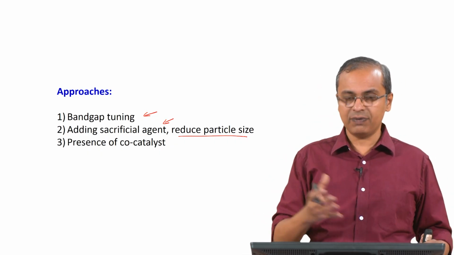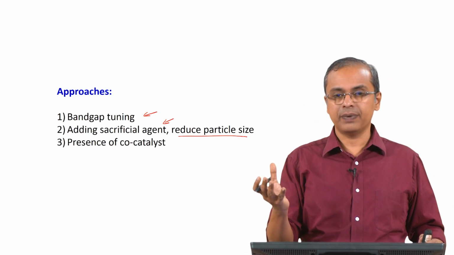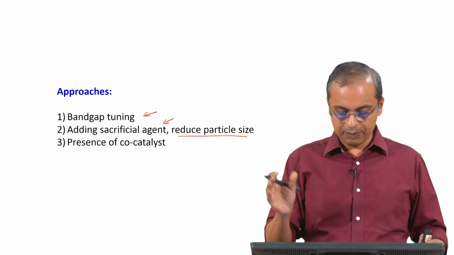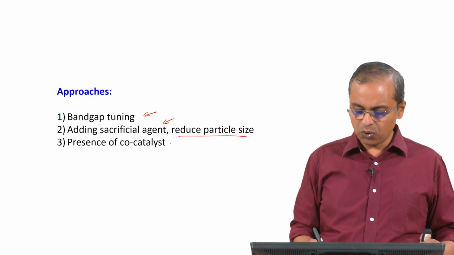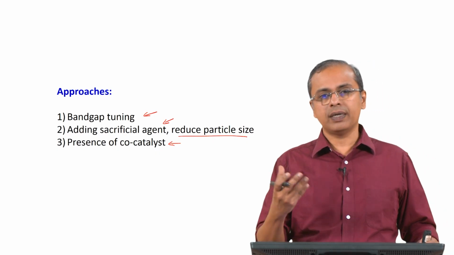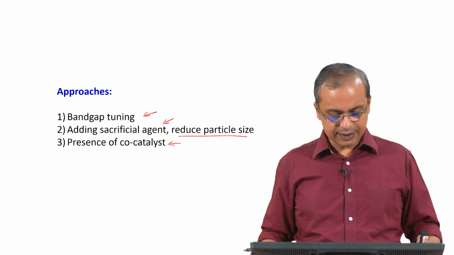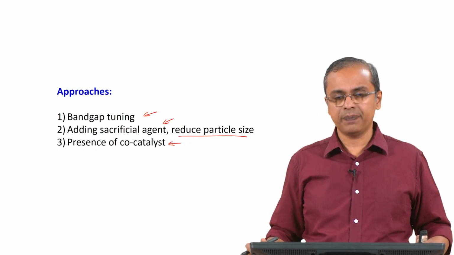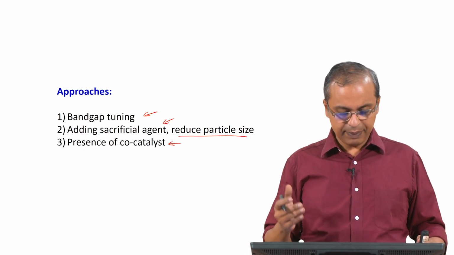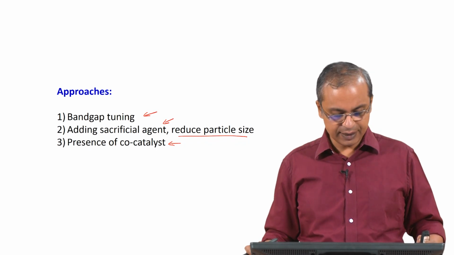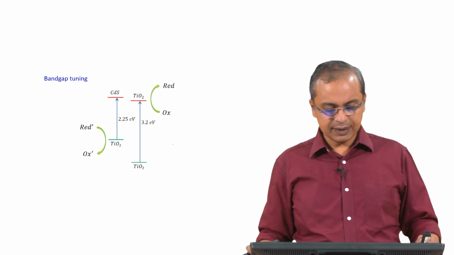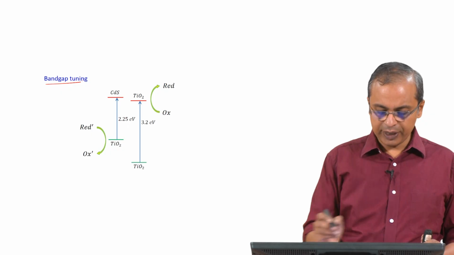Sacrificial agents are another way in which you can prevent the electron hole from recombining. We will look at it, and of course co-catalysts can be used to slow down the reverse reaction. Okay, so that is something. I will particularly look more actively at band gap tuning and the use of the sacrificial agent. So, the band gap tuning can be done something like this. So, this is band gap tuning.